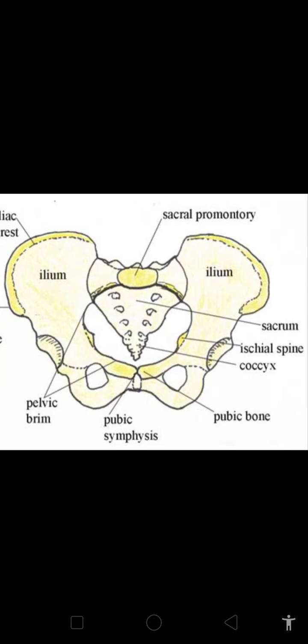Okay, good evening, students. In this session, we are going to learn about the rest of the true pelvis, that is, the pelvic cavity and pelvic outlet. The pelvic cavity extends from the brim above to the outlet below, so it lies between the brim and outlet.